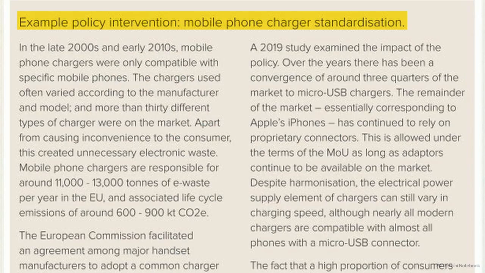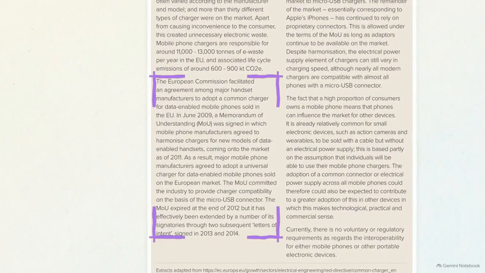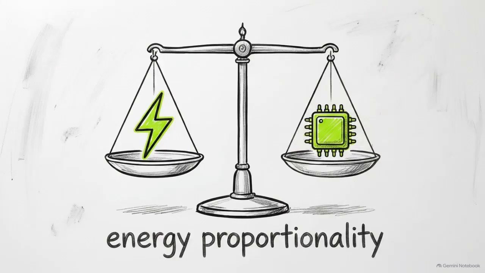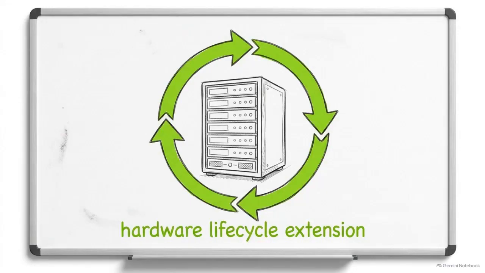Regulators address this through policy interventions and interoperability standards. The shift toward universal charging cables is a specific example of using regulation to reduce redundant manufacturing and e-waste. When answering questions on green computing, use the terms energy proportionality and hardware lifecycle extension. These are the high-value concepts required for a complete technical evaluation.